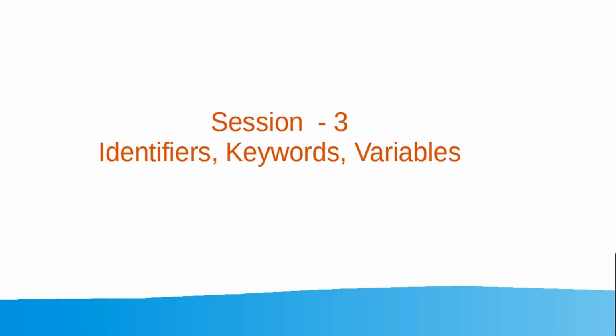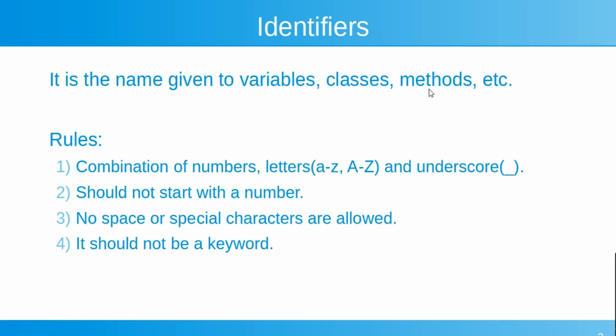So in this video we are going to see about identifiers, keywords and variables. Okay, so first let's see the identifier. An identifier is basically the name we give to a variable, class, method or any user defined object in a program. Okay, so we cannot give some random name to that. It should follow some particular rules.